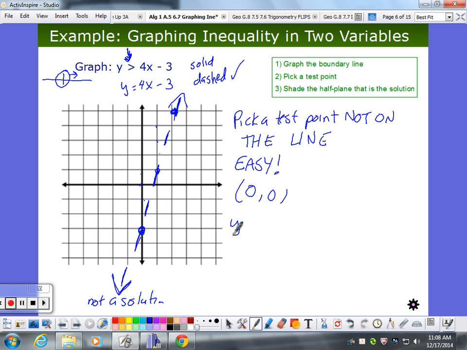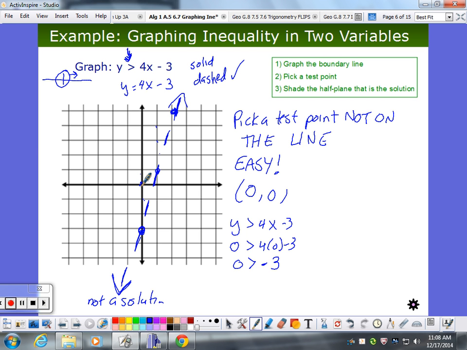Is y bigger than 4x minus 3? So plug that in. Is 0 bigger than 4 times 0 minus 3? What do you get? 0 bigger than -3. Is that true or false? Yes. And I tell you, sometimes you got to think about it. True. So this is a solution, right? This point here.